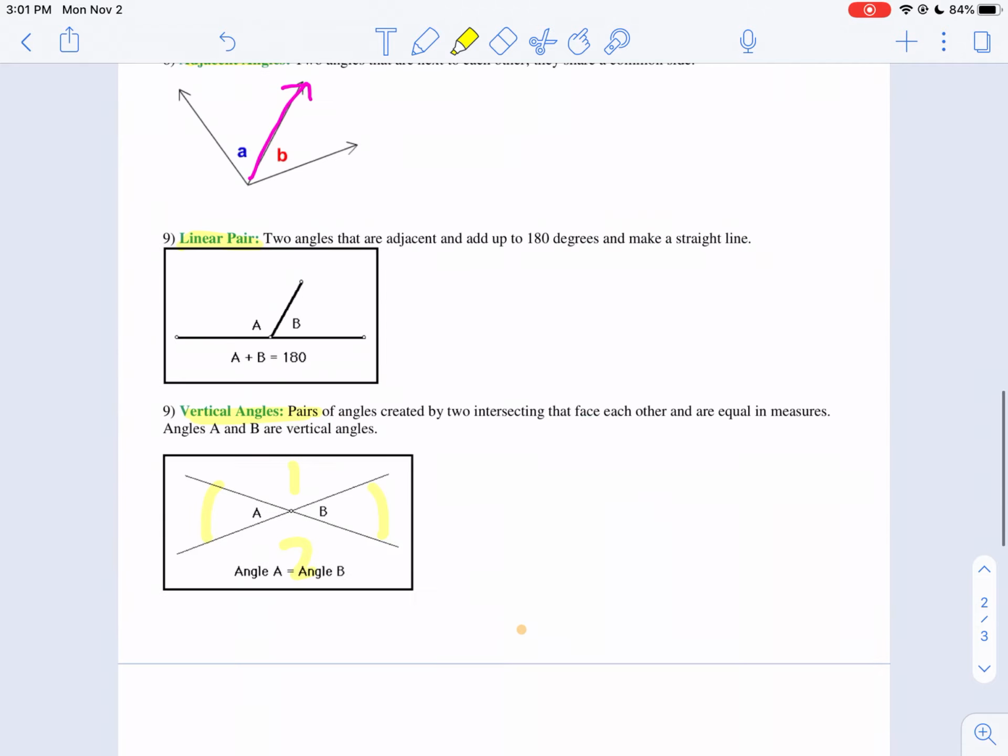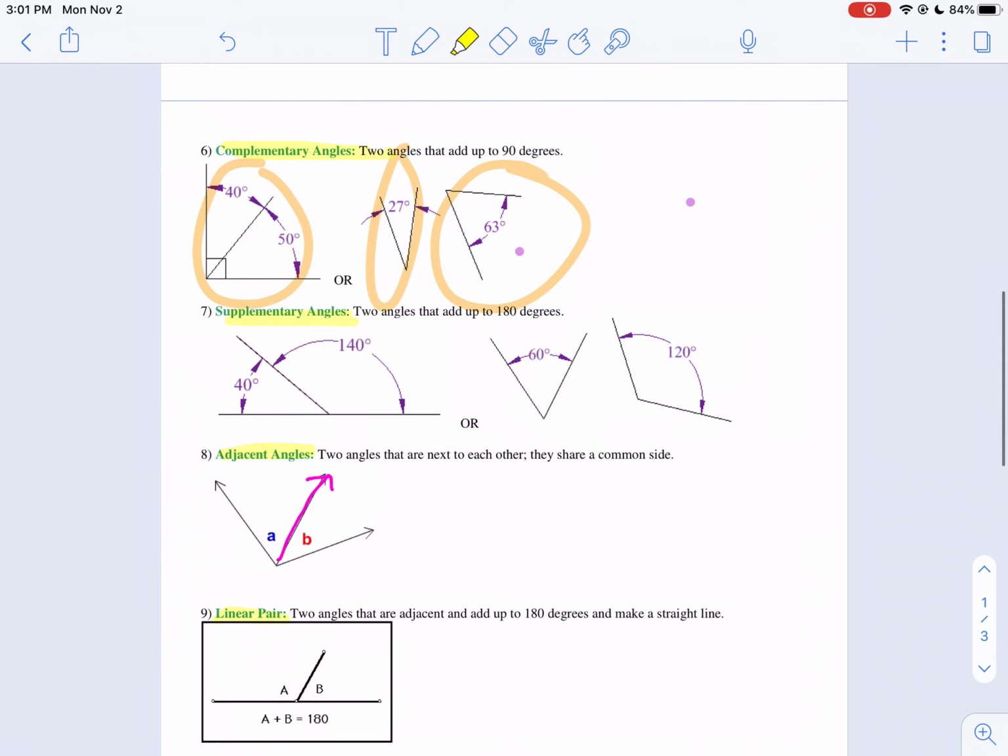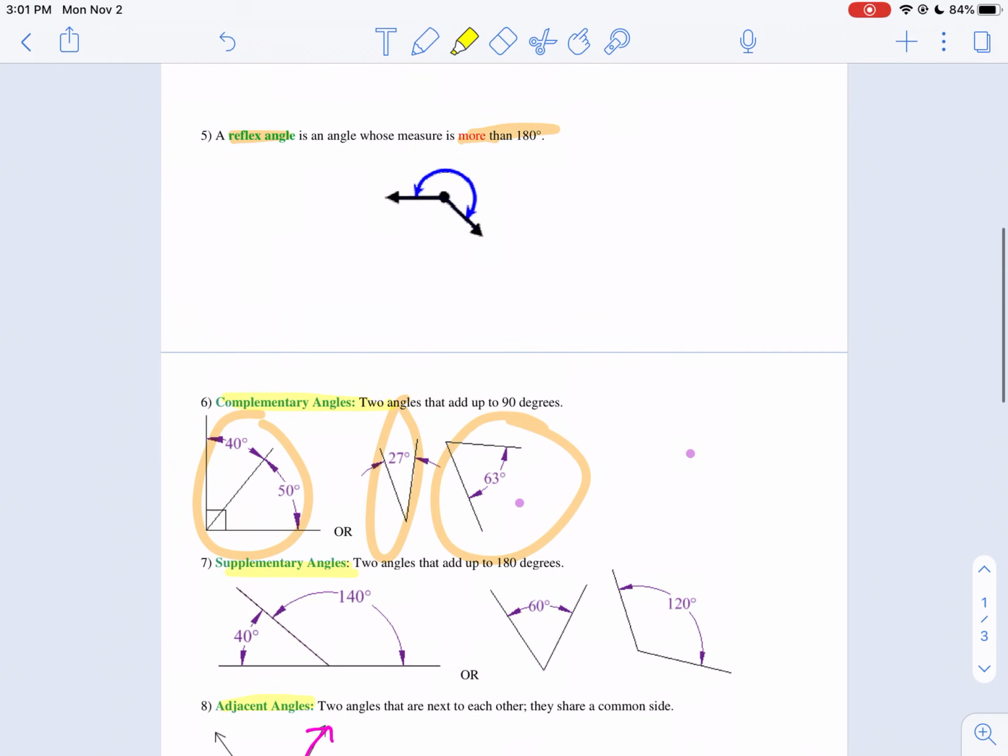All right, so again, you have vertical angles. These are angles that are created when you have two lines that intersect. They are always equal to each other. You have linear pair, two adjacent angles that add up to 180 degrees. Adjacent angles, the only thing that they share is a common side. You have supplementary angles, two angles that add up to 180 degrees. Complementary angles, two angles that add up to 90 degrees.